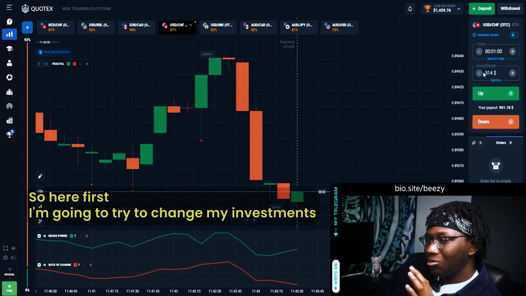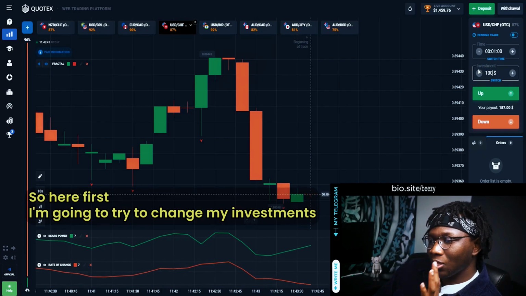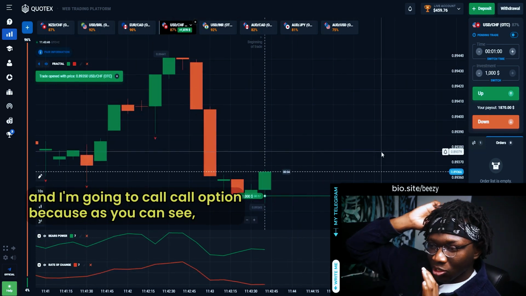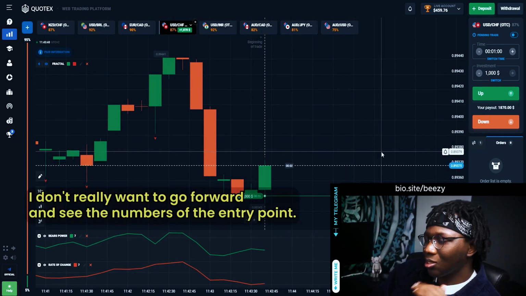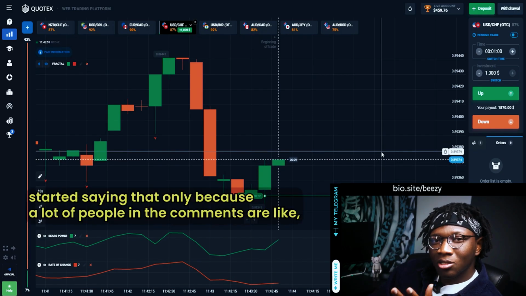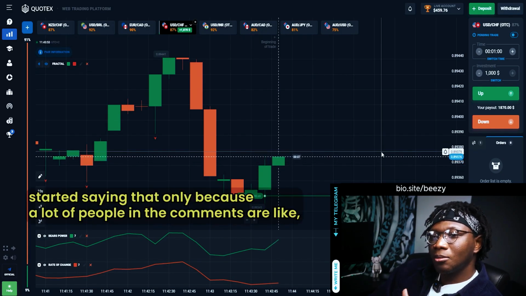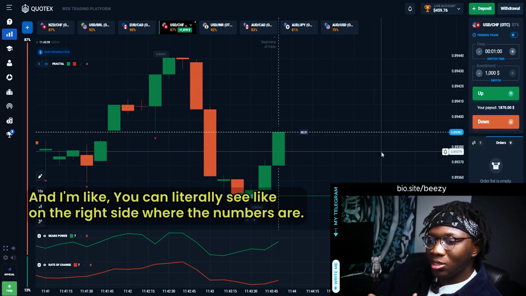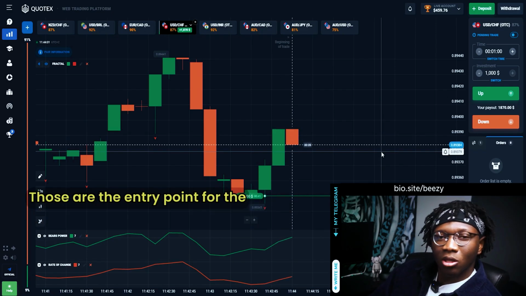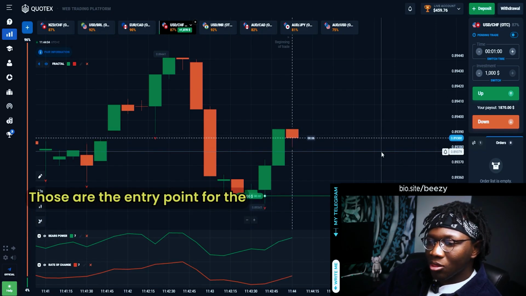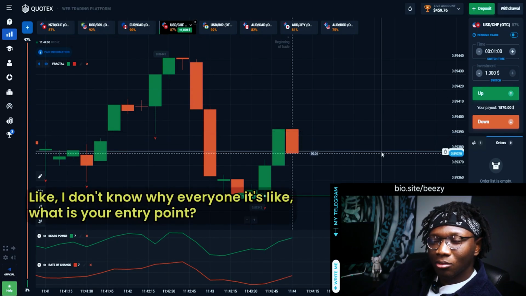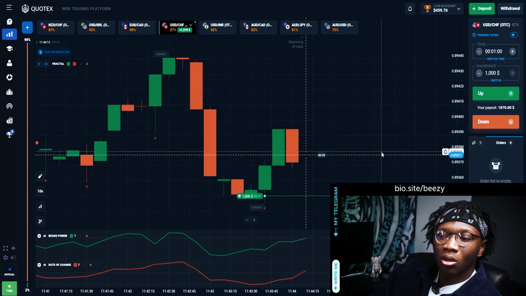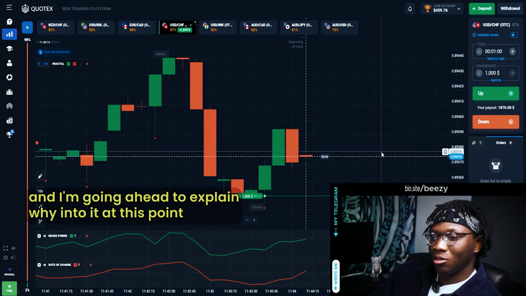So here, first I'm going to try to change my investment and I'm going to go with a call option. As you can see, I don't really want to go over and say the numbers of the entry points. I started saying that only because a lot of people in the comments are asking what your entry point is. You can literally see it on the right side where the numbers are. Those are the entry points for the trade. It's literally there, and I'm going ahead to explain why I entered at this point.